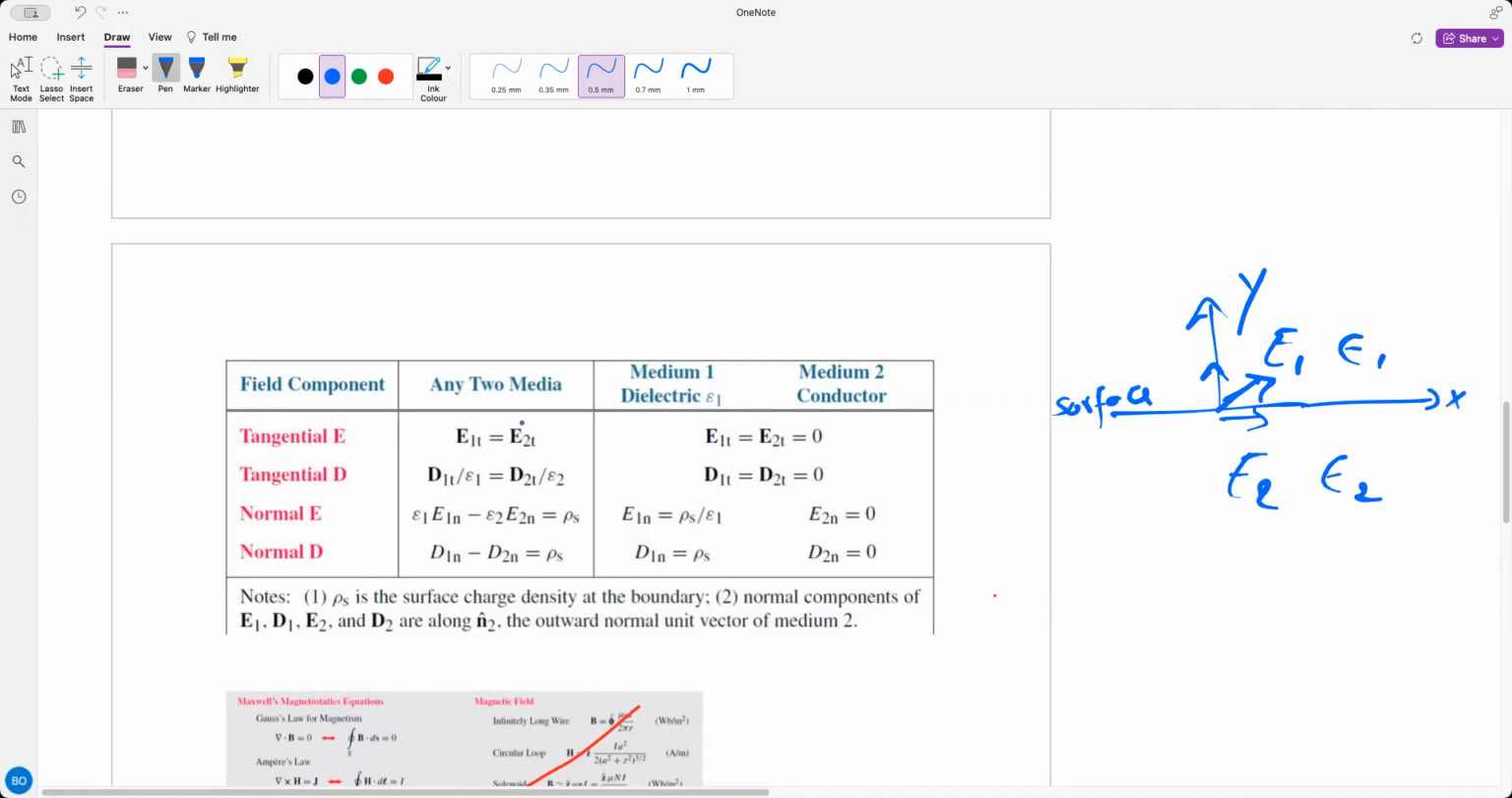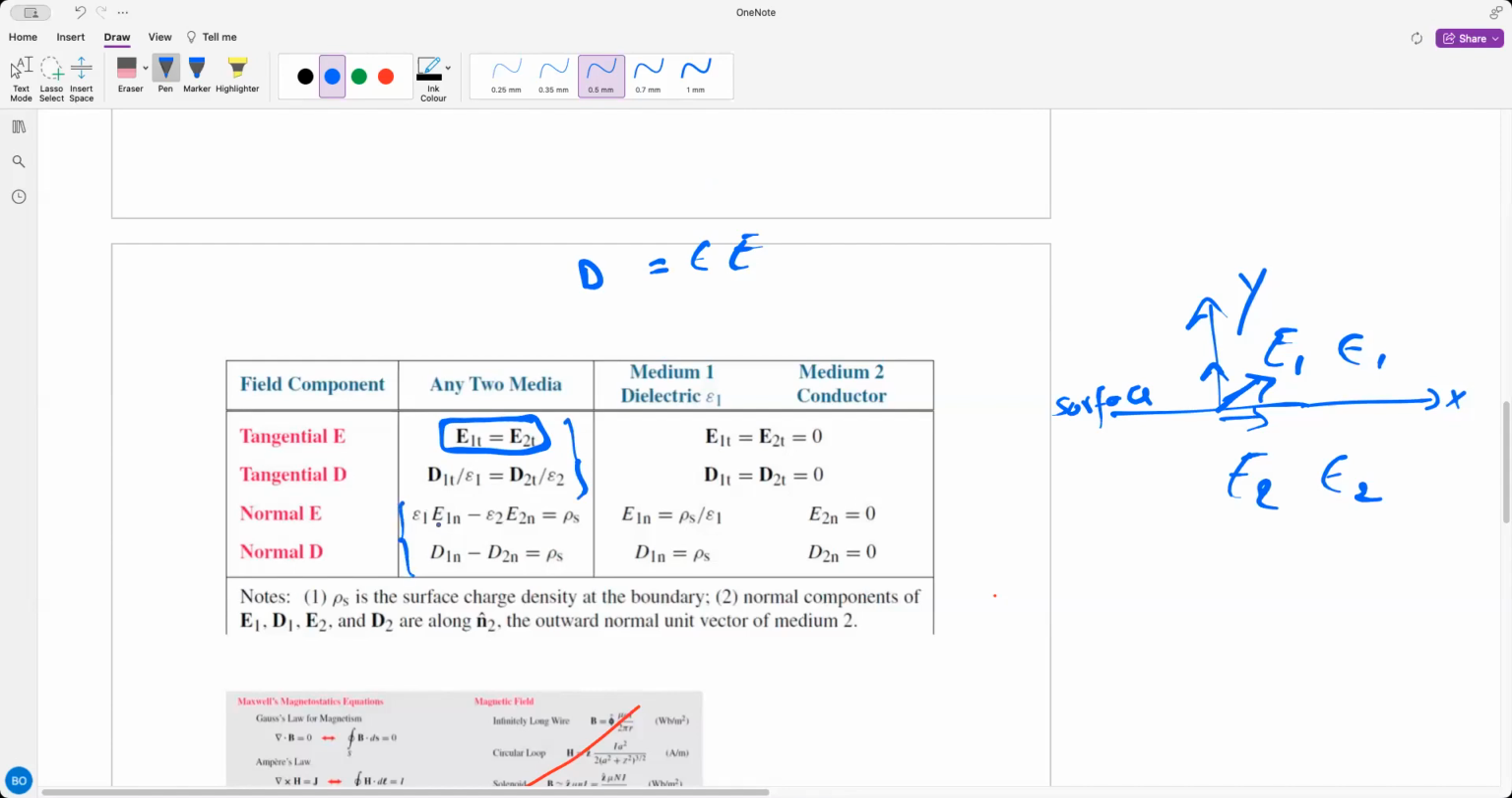So the tangential components are equal. We know that D is equal to epsilon E. Those are the two conditions for the tangential, and those are the two conditions for the normal.